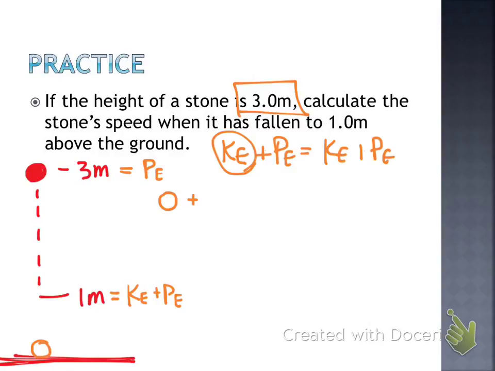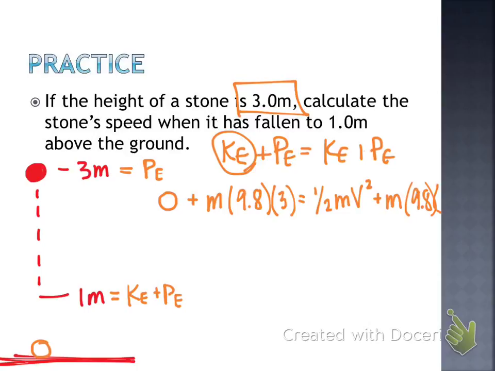Okay, so our potential energy, we're just going to leave it as an m for right now because it didn't give us a mass, times 9.8, right? mgy, our initial height was 3 meters. My kinetic energy is 1/2 m, we're solving for v, plus m times 9.8 times 1. Okay, would you agree with where all those numbers came from?